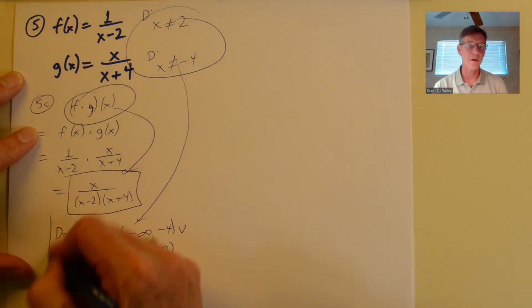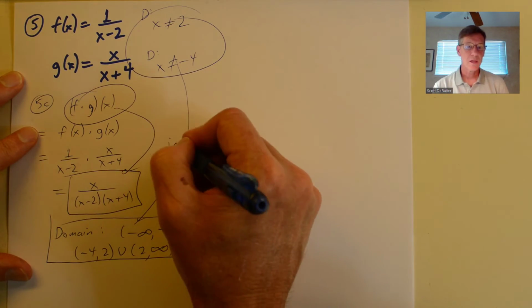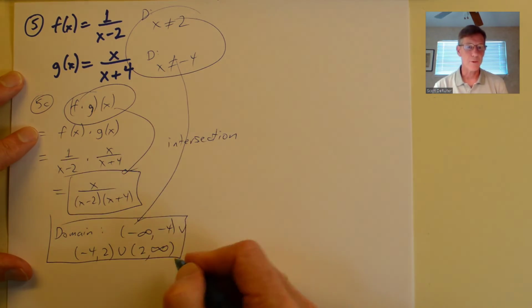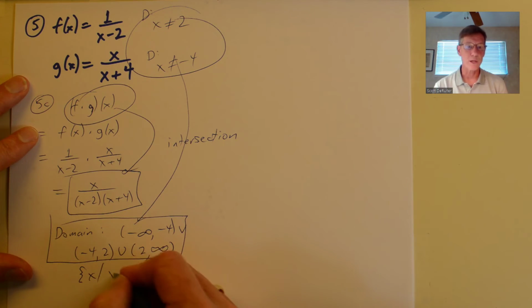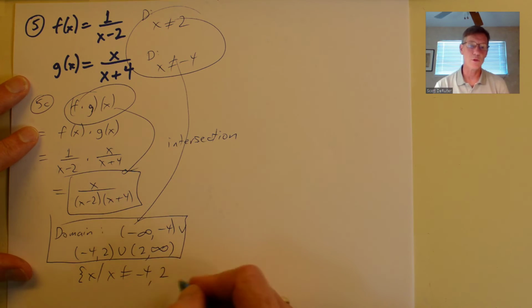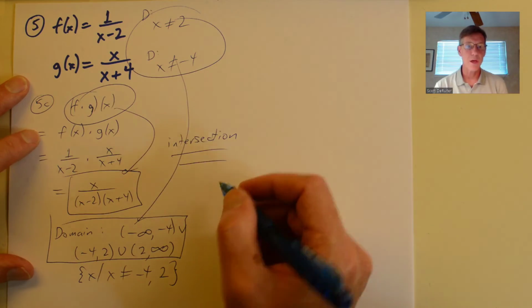And we can write it in interval notation. And we should also be able to write it in set builder notation. So we exclude the negative 4, we exclude the 2. Of course, we also exclude the infinities because they're symbols, they're not numbers.